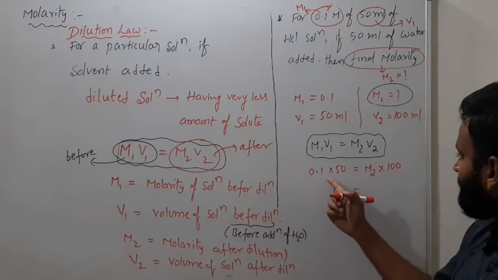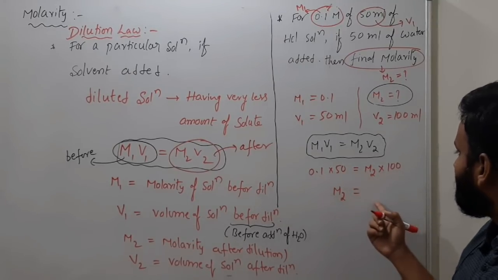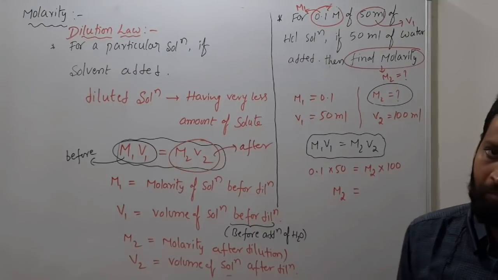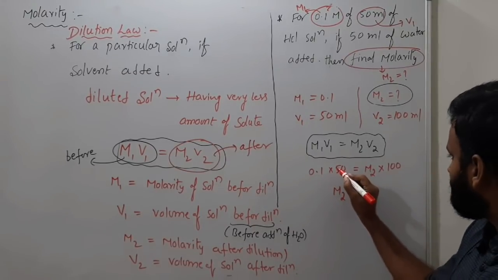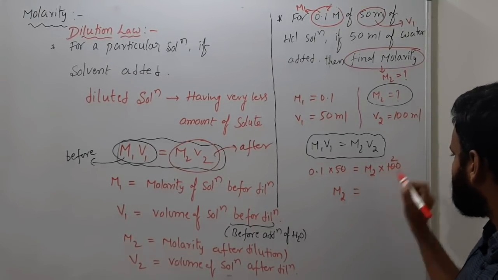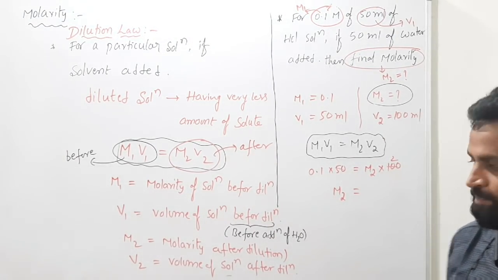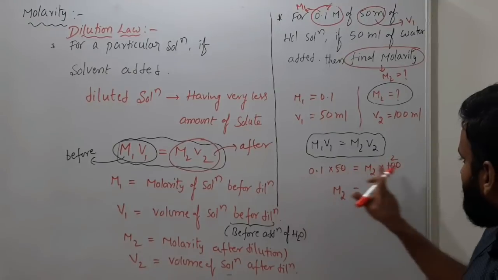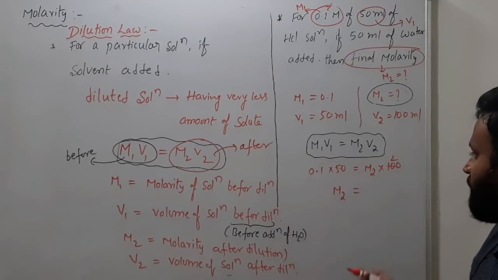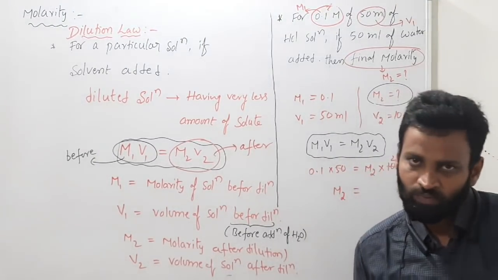Understood? So here it is 5 and 5 at 100. Otherwise it's 50 and it's 2 times, 0.1 by 2. In that way also you can see. Okay, it's 0.1 and it's 2, so 0.1 by 2. So you will get the M2 value.